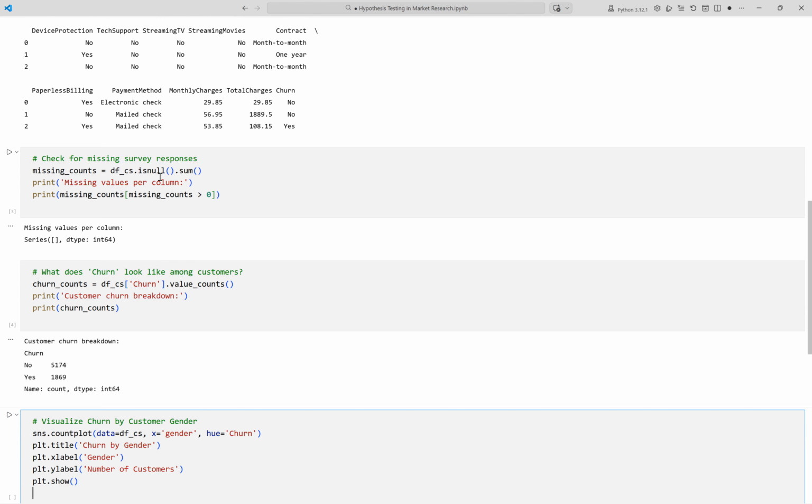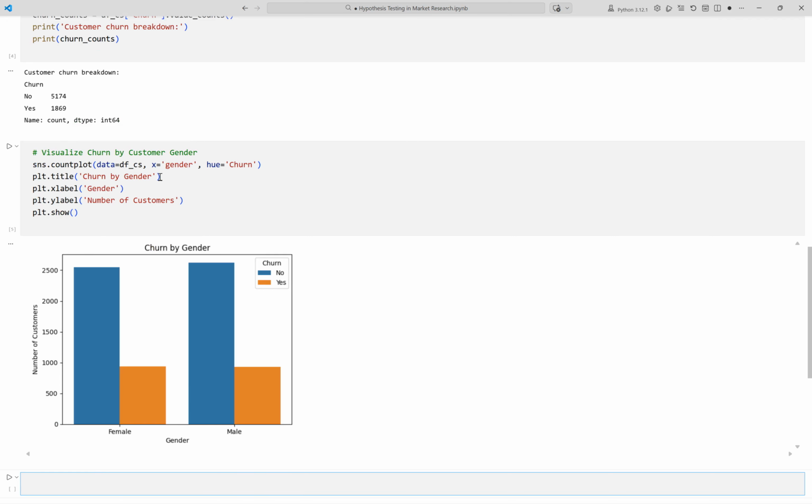Running the cell now. This count plot shows the number of customers who churned or stayed, broken down by gender. Notice the relative heights of the bars within each gender group, which reveal if one gender has a higher churn rate, a key insight for testing hypotheses about customer behavior. This visualization helps confirm sample sizes and group differences before conducting formal hypothesis tests.